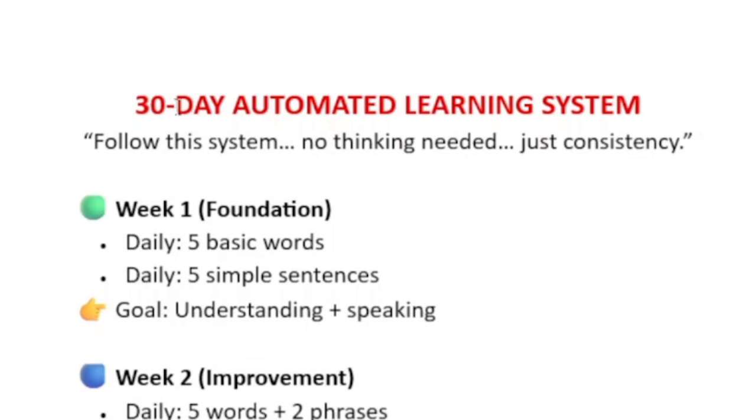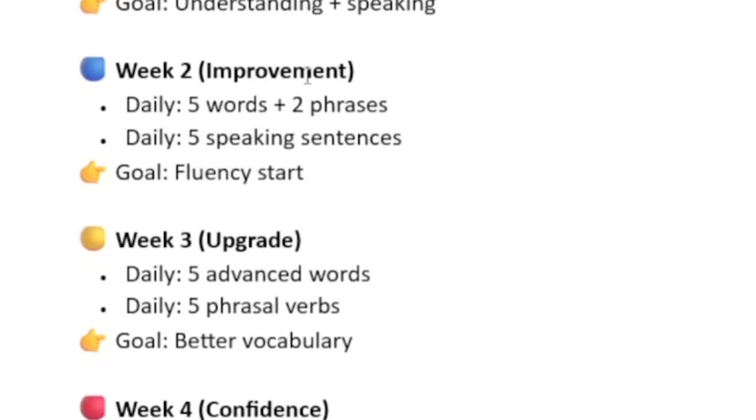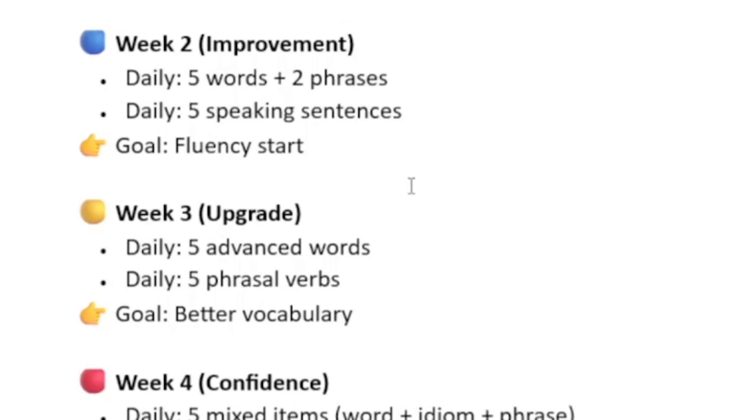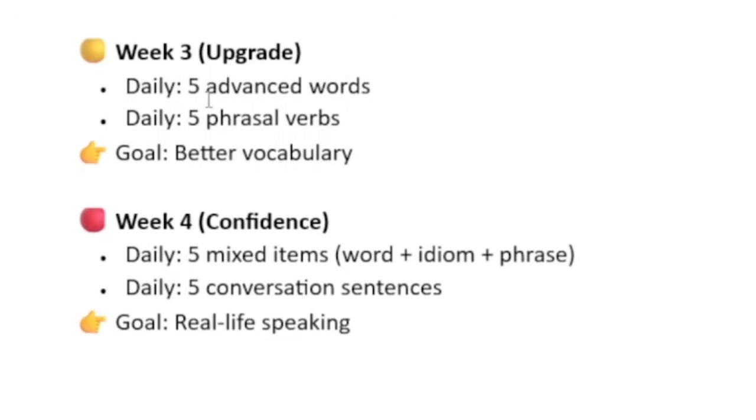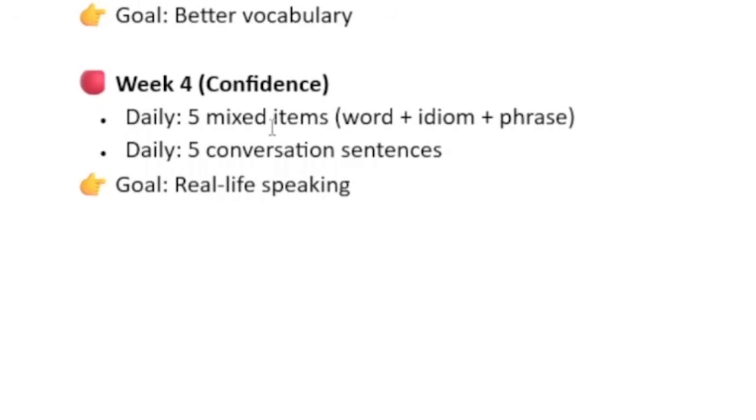Now you can also make a plan for the entire month, a 30-day learning system. Week wise, you can progress. First week can be understanding plus speaking, your foundational week. Then next week can be improvement week, in which fluency will start. So, this text you can copy paste over there. Third week can be upgrade, better vocabulary. And fourth week can be confidence building, real life speaking.